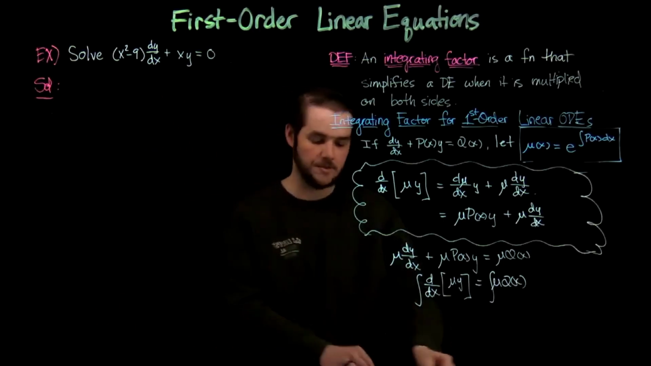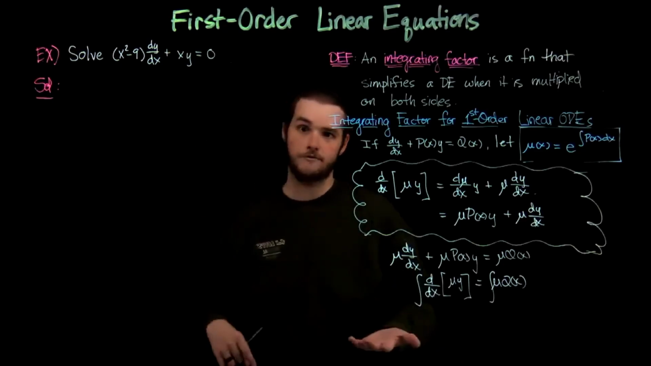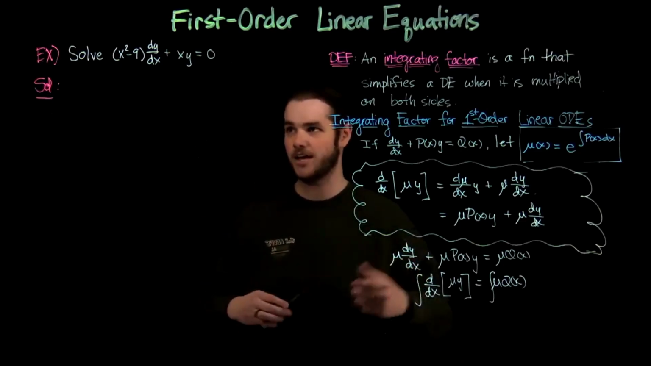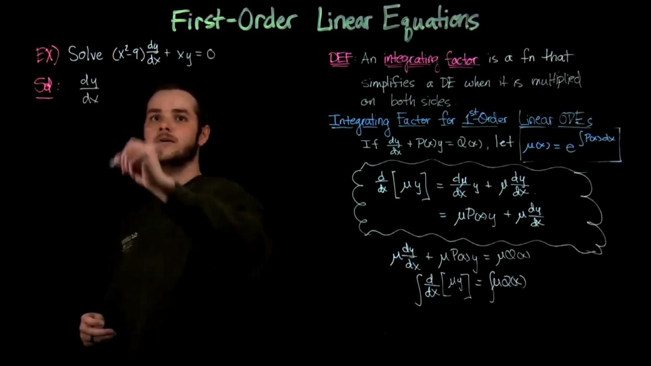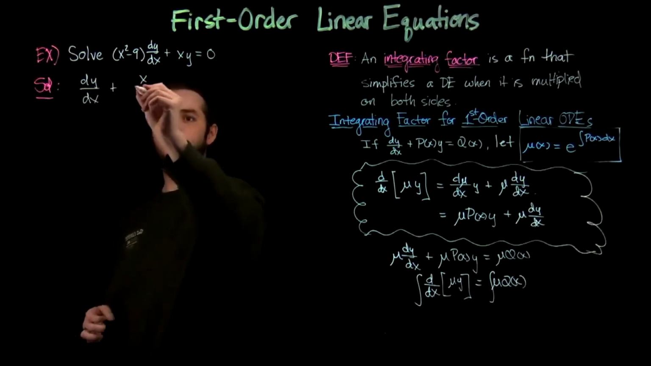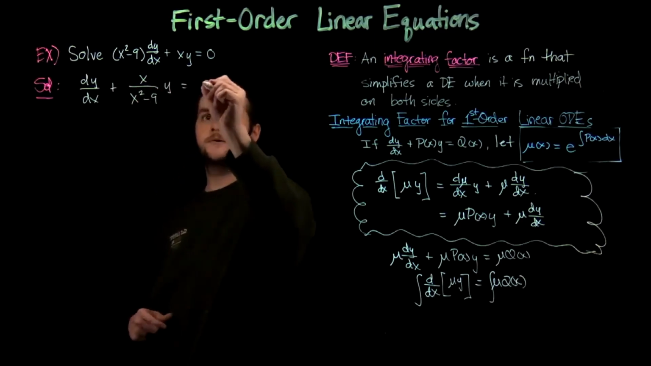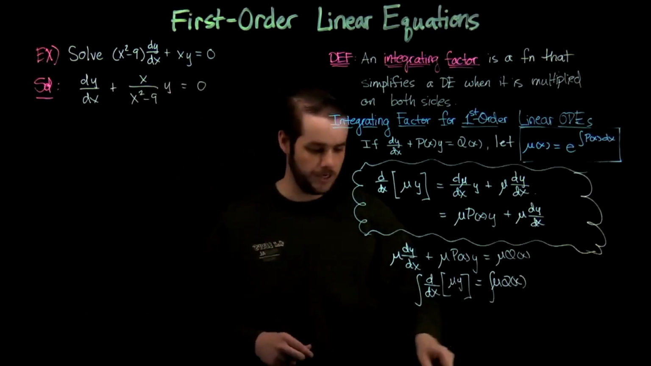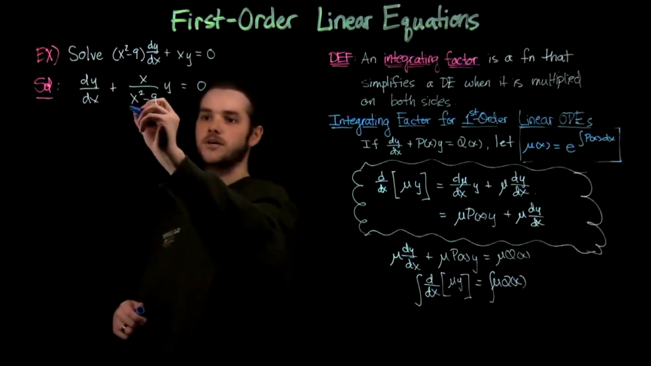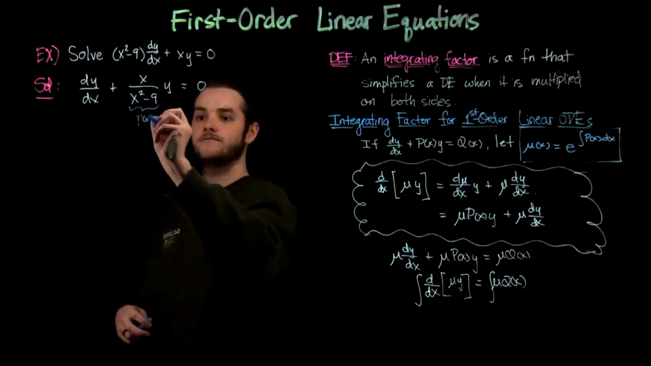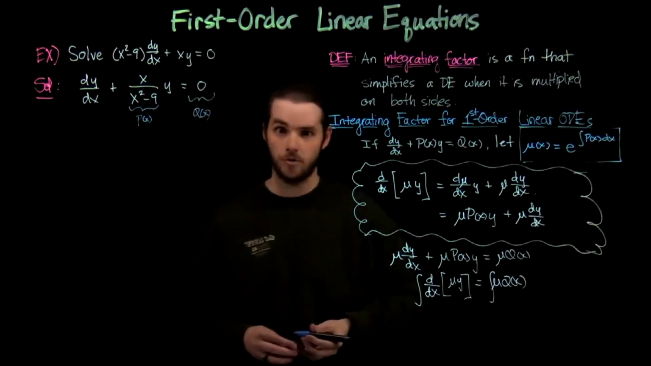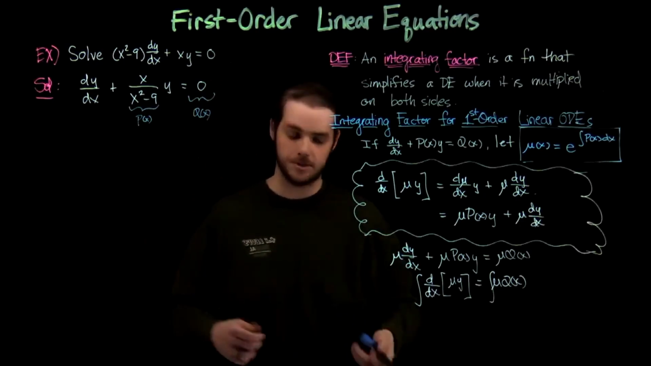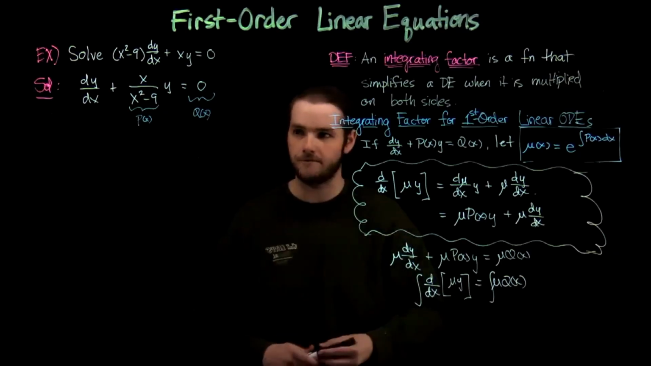Remember, that just means that my first derivative should have a coefficient of 1. So in this case, I need to divide everything by x squared minus 9. And I get dy dx plus x over x squared minus 9 times y equals 0. And now it's a little bit easier to tell that this is linear. Here's my p of x from my formulas. This would be q of x in my formulas if I were using my variation of parameters method. But instead, I want to do the integrating factor.